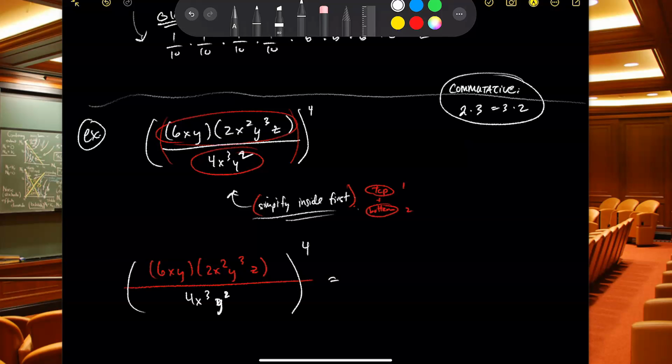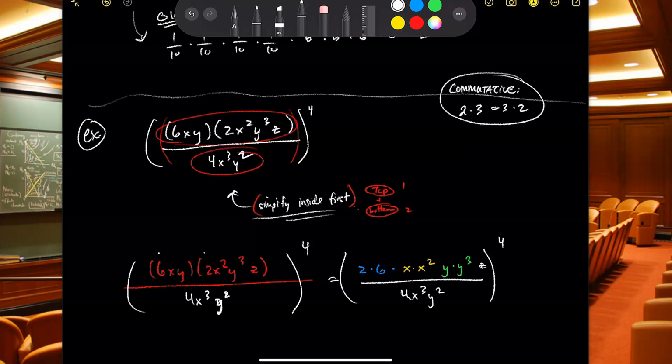So up top, we can do what we normally do. Bring the coefficients to the left side: 2 times 6. Then all my x terms: x squared, y cubed, and then we have a z just hanging out in there. It's all over 4x cubed y squared. This is all being raised to the fourth.